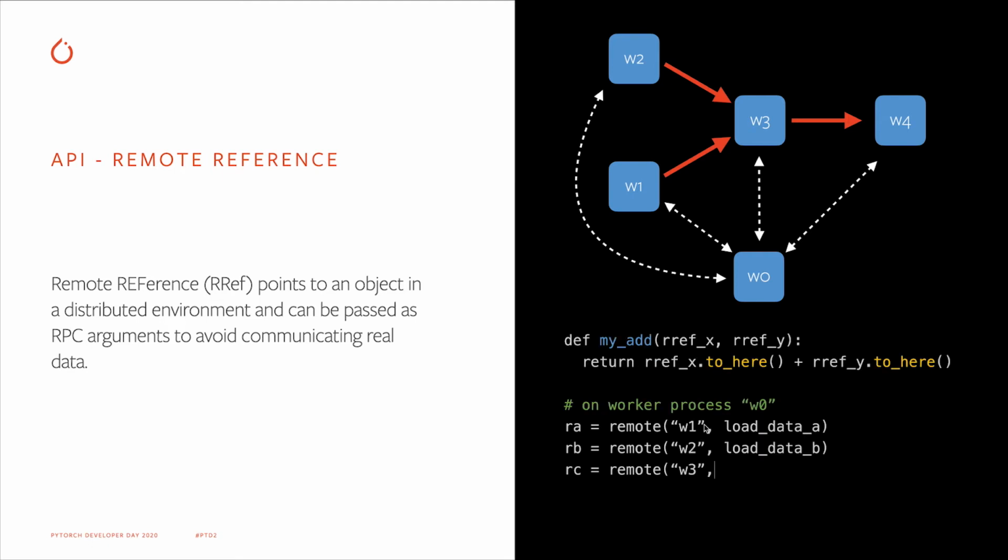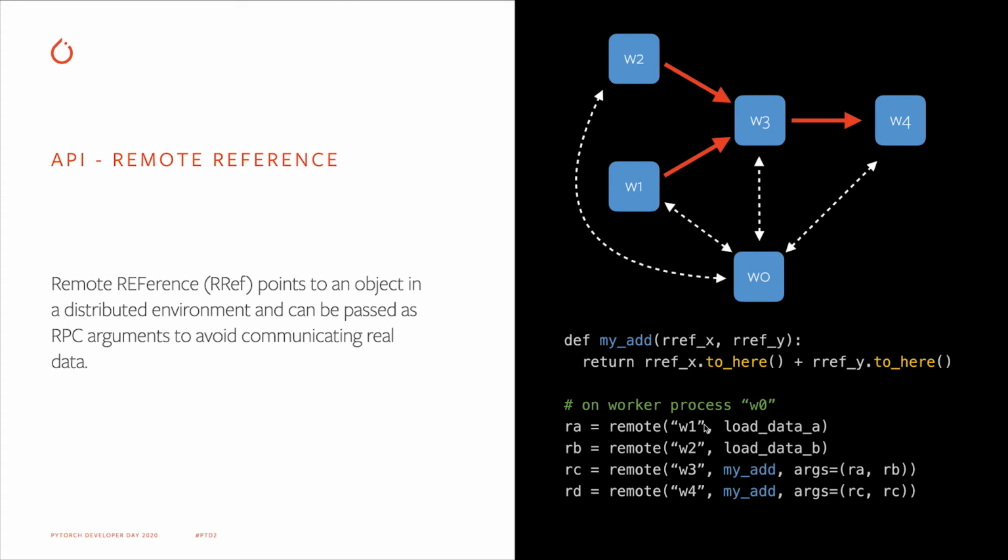In the example, worker 0 is acting as a coordinator process. It sets up data dependencies across 4 other processes, and none of the real data objects go through W0. The white dashed arrows are lightweight RPC remote calls, and the bold red arrows are heavyweight data paths.